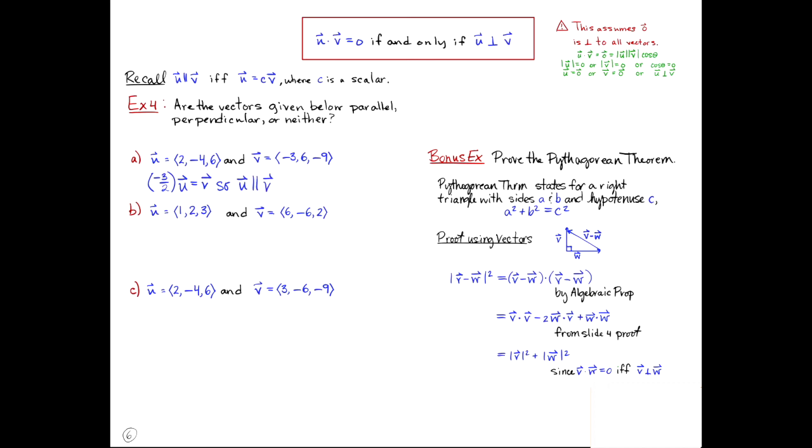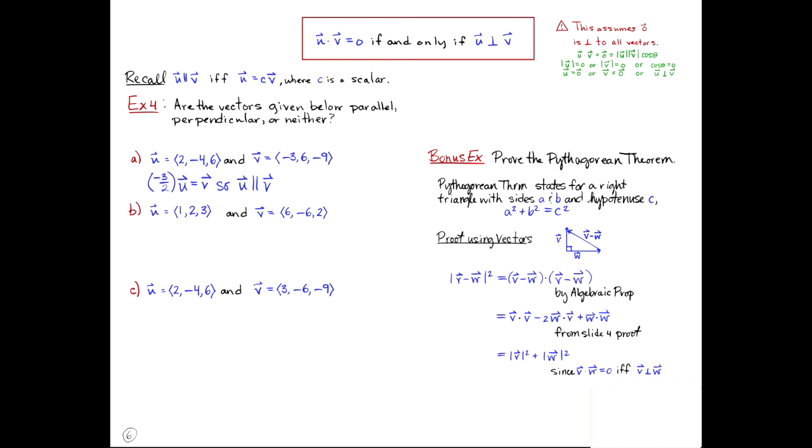In the next part, part B, looking at our signs, we notice that u is all positive, and we know that v is negative in the y component. And so there's no number that we can multiply through by u to get back v because the signs don't line up. So u and v are not going to be parallel.